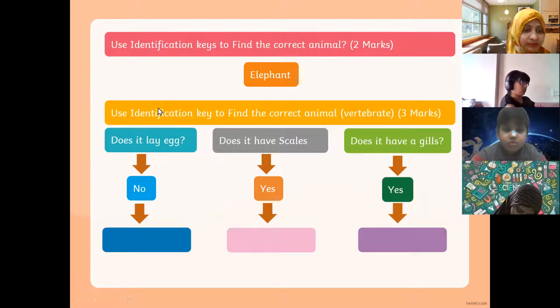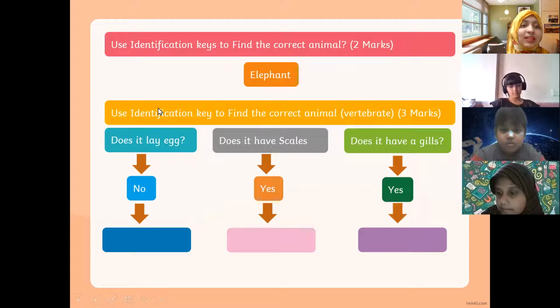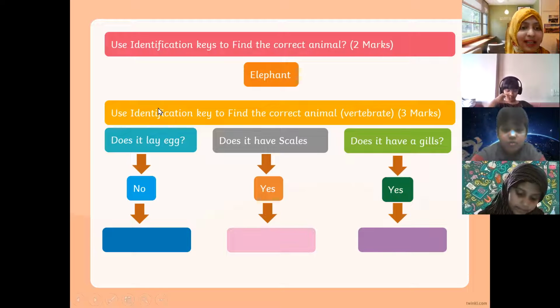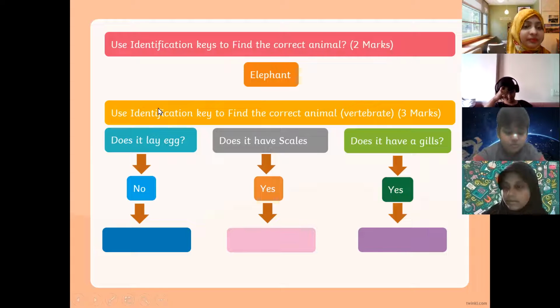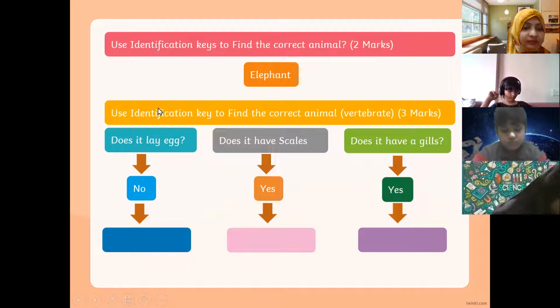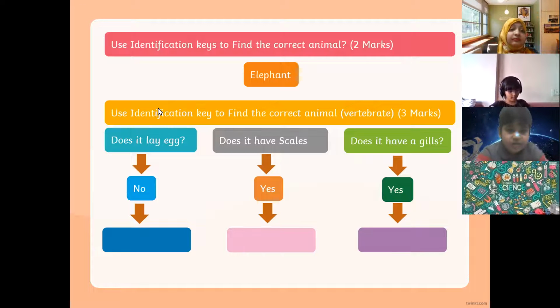Ma'am, I'm done. Good, Sidra. Please recheck your paper one more time and then submit. We have to make 5 questions to reach elephant. Okay. Good, Muhammad Ali.